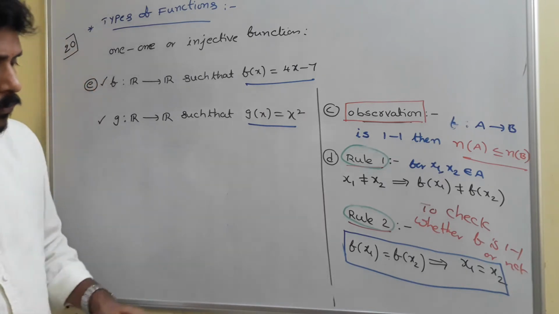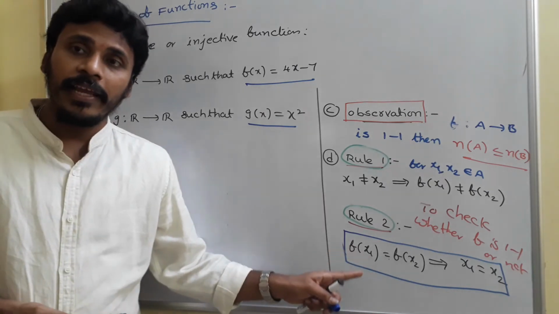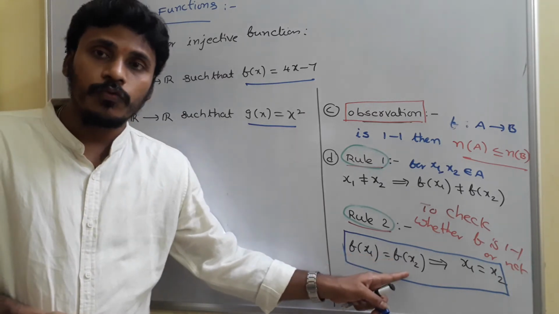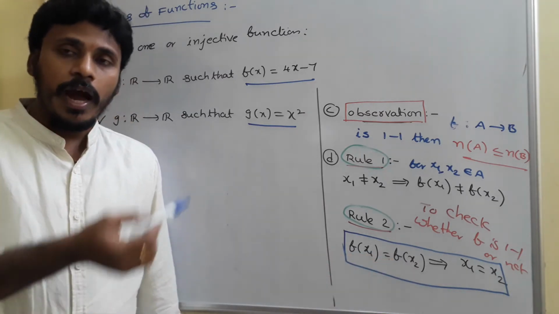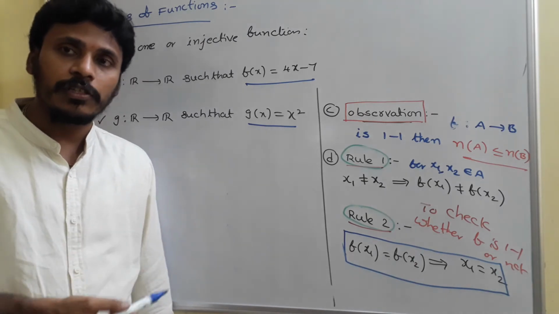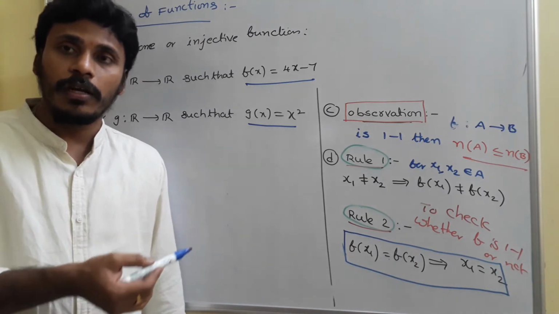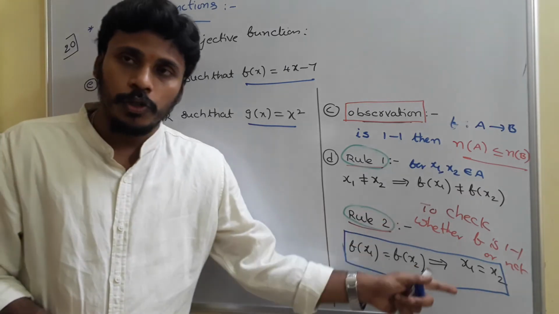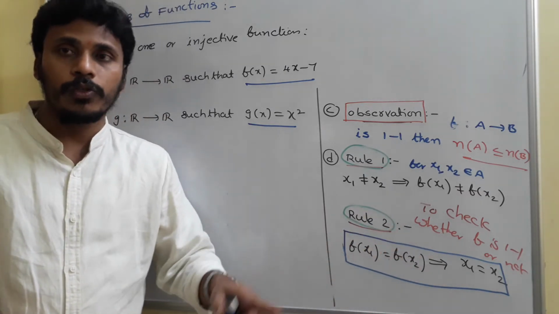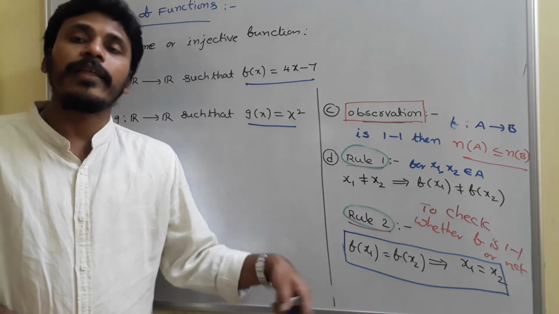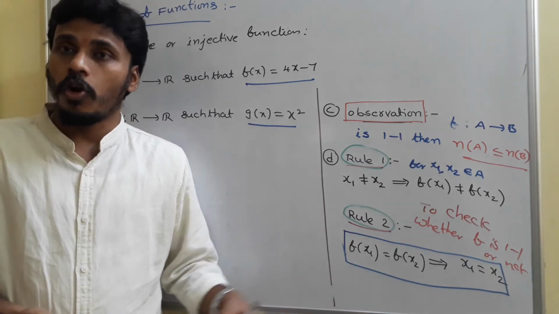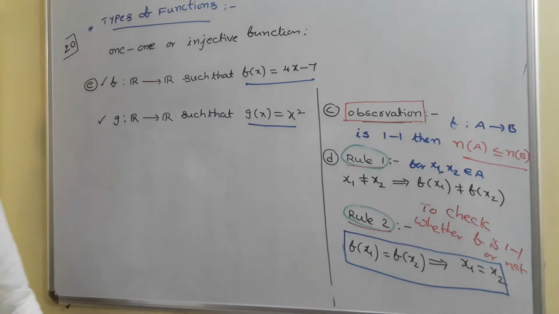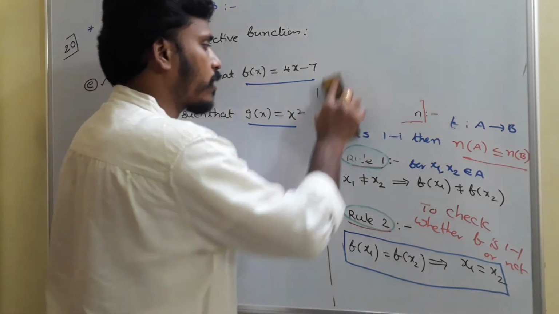So now, just memorize it. By taking two elements of the domain, we need to consider f of x1 is equals to f of x2. And with the definition of the function, we need to proceed with some logical and mathematical steps. At the end, we need to conclude whether x1 is equals to x2 or x1 not equals to x2. If equal, then we say it is one-one. If x1 not equals to x2, then we say that f is not one-one. Okay, just memorize the rule. I will erase it for the space concern.